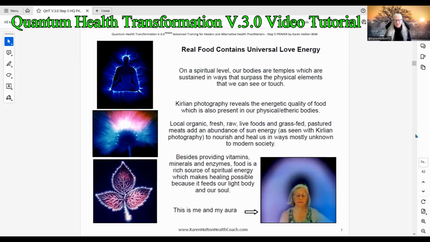And there's also a picture of me here with my aura, and also the beautiful Kirlian photography of seeds, the human body, and a leaf.